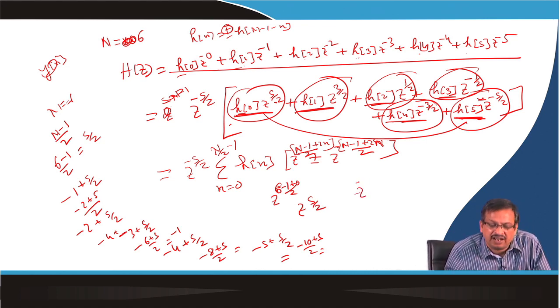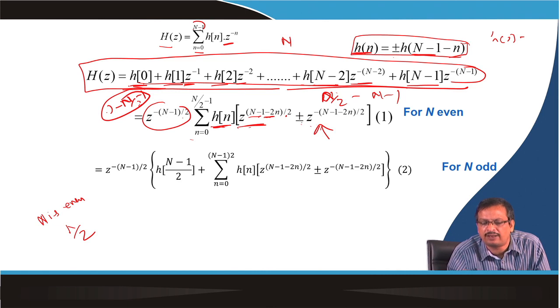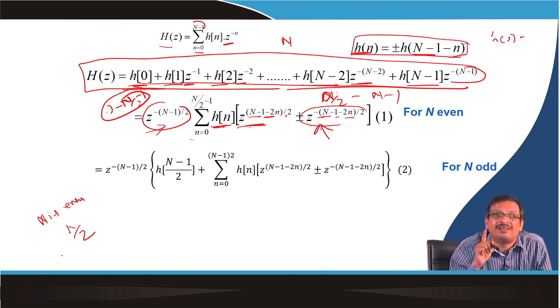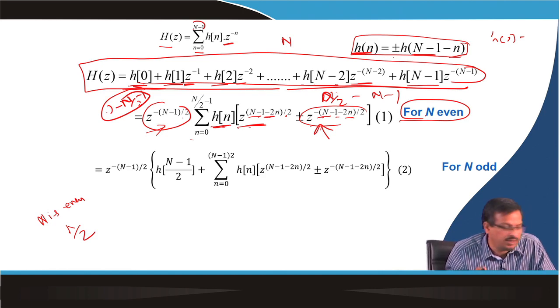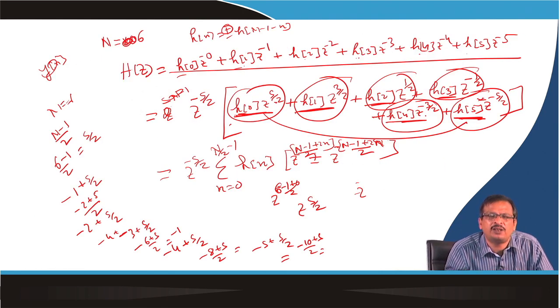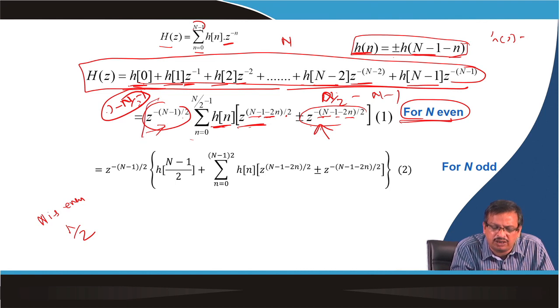So I can generalize it. It is nothing but h of n z to the power (n minus 1 minus 2n) by 2 plus minus z to the power minus (n minus 1 minus 2n) by 2. Clear? So if n is even, when the order is even, for the order of 6, I have shown you, order of 6 is okay. So when n is even, H(z) can be reduced to this one.